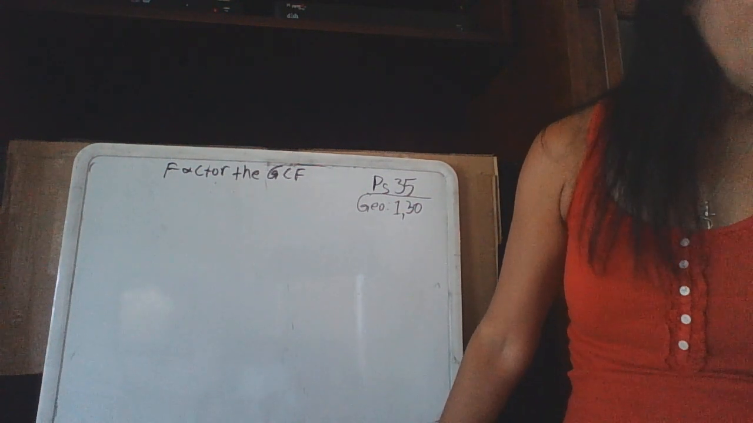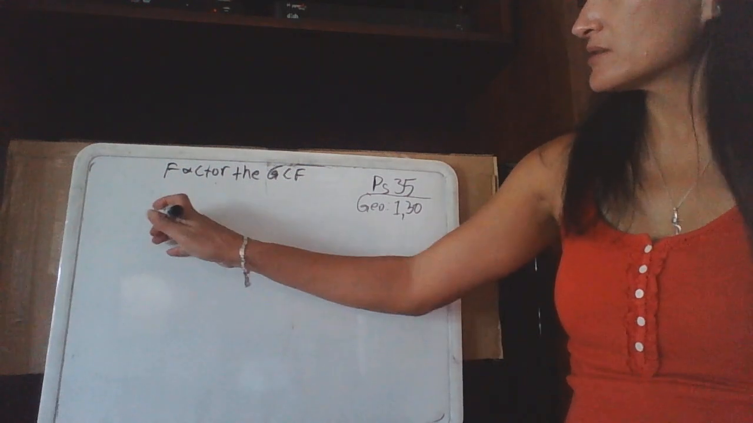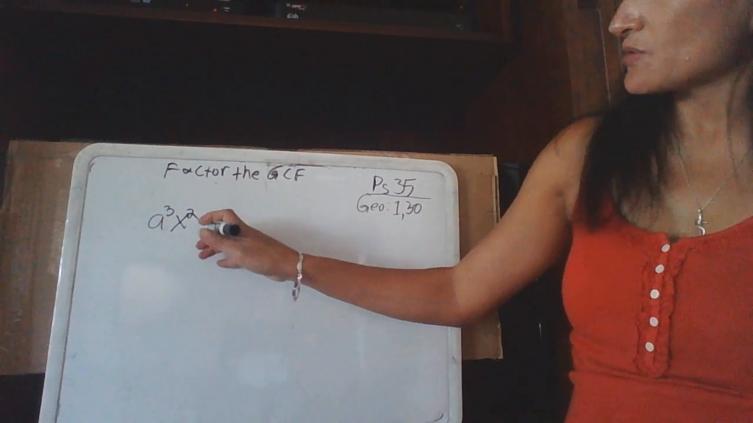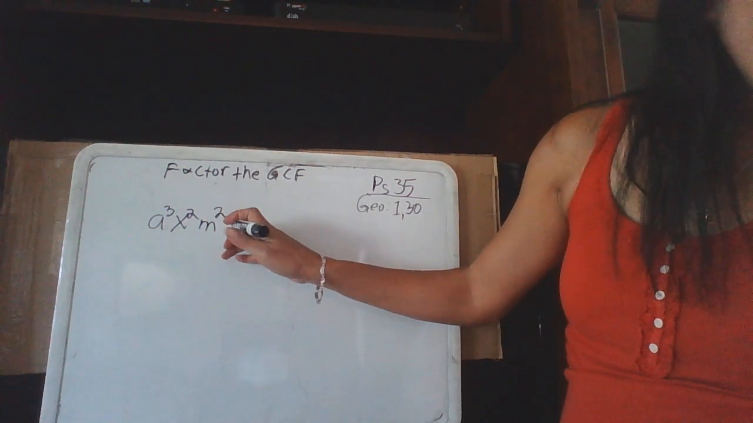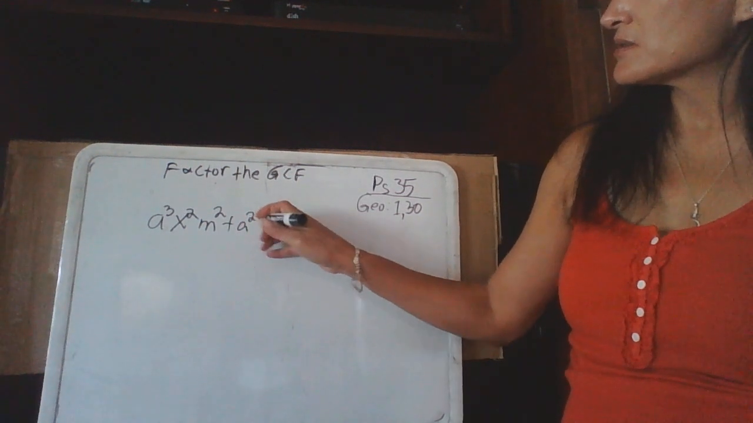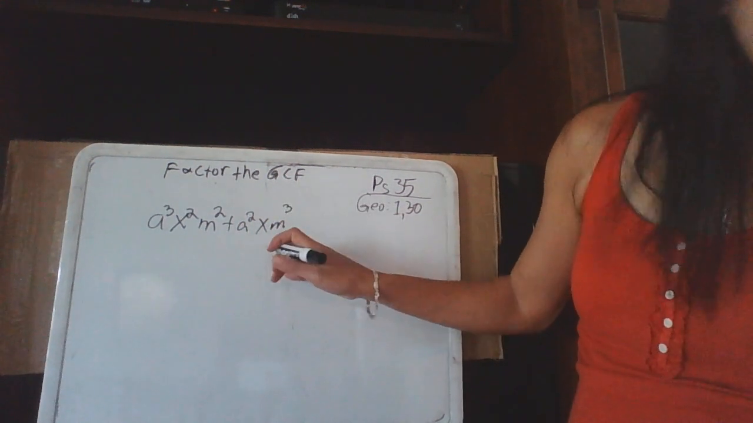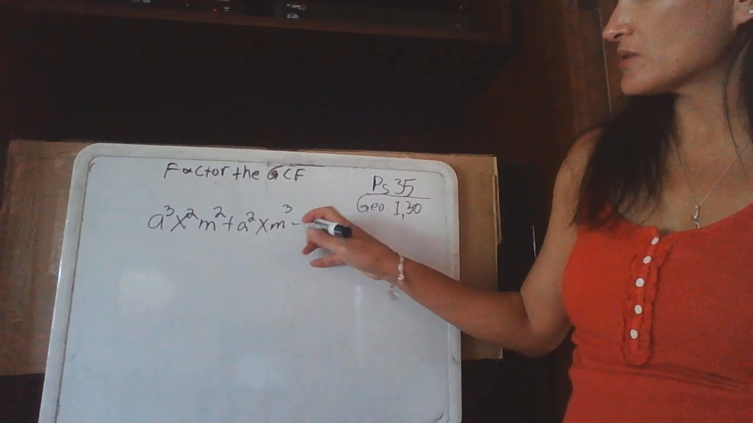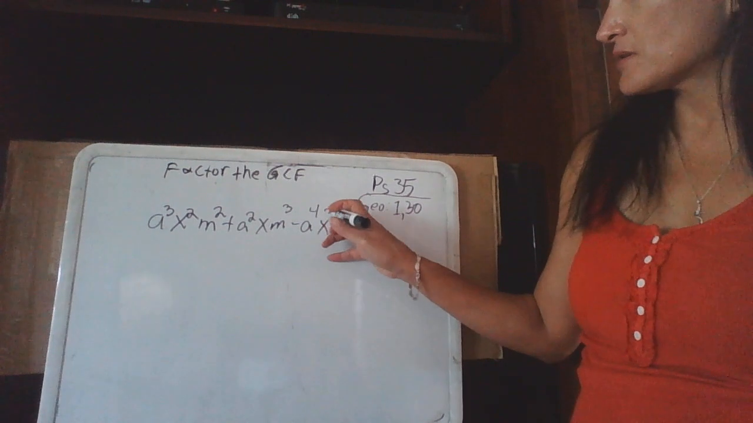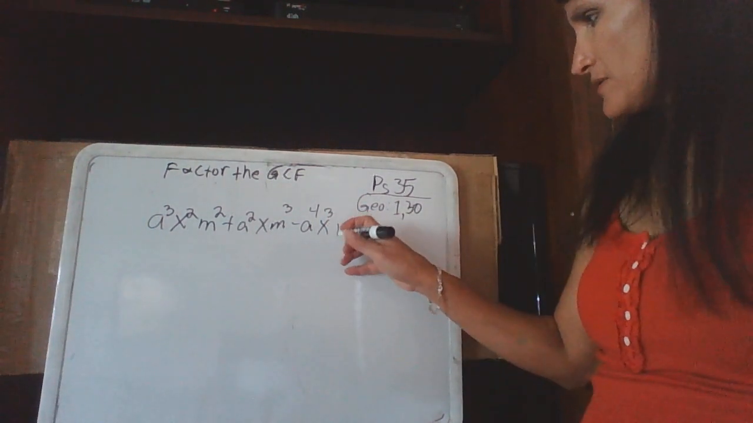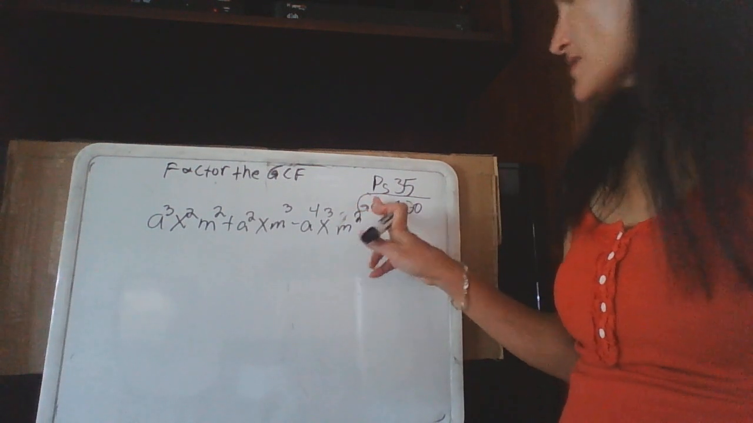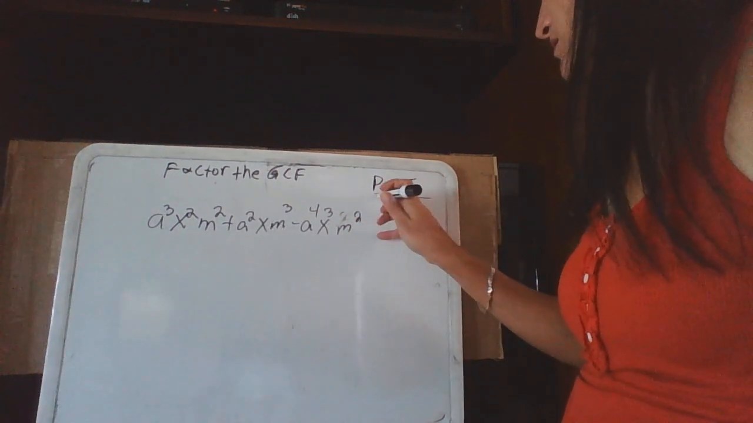Okay, let's look at number 2. It says a to the third x squared m squared plus a squared x m to the third minus a to the fourth x to the third m squared. Okay. All right, let's start. Let me move this over.